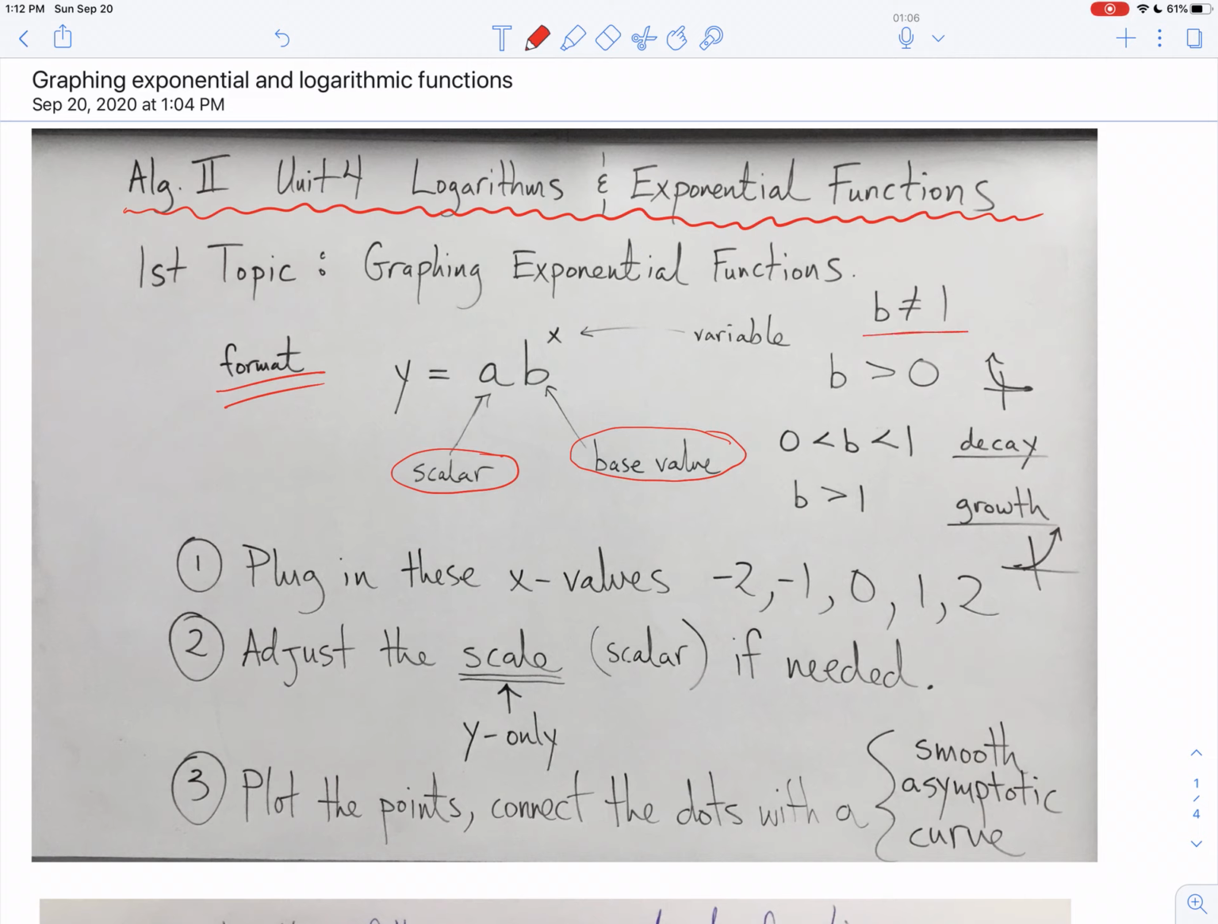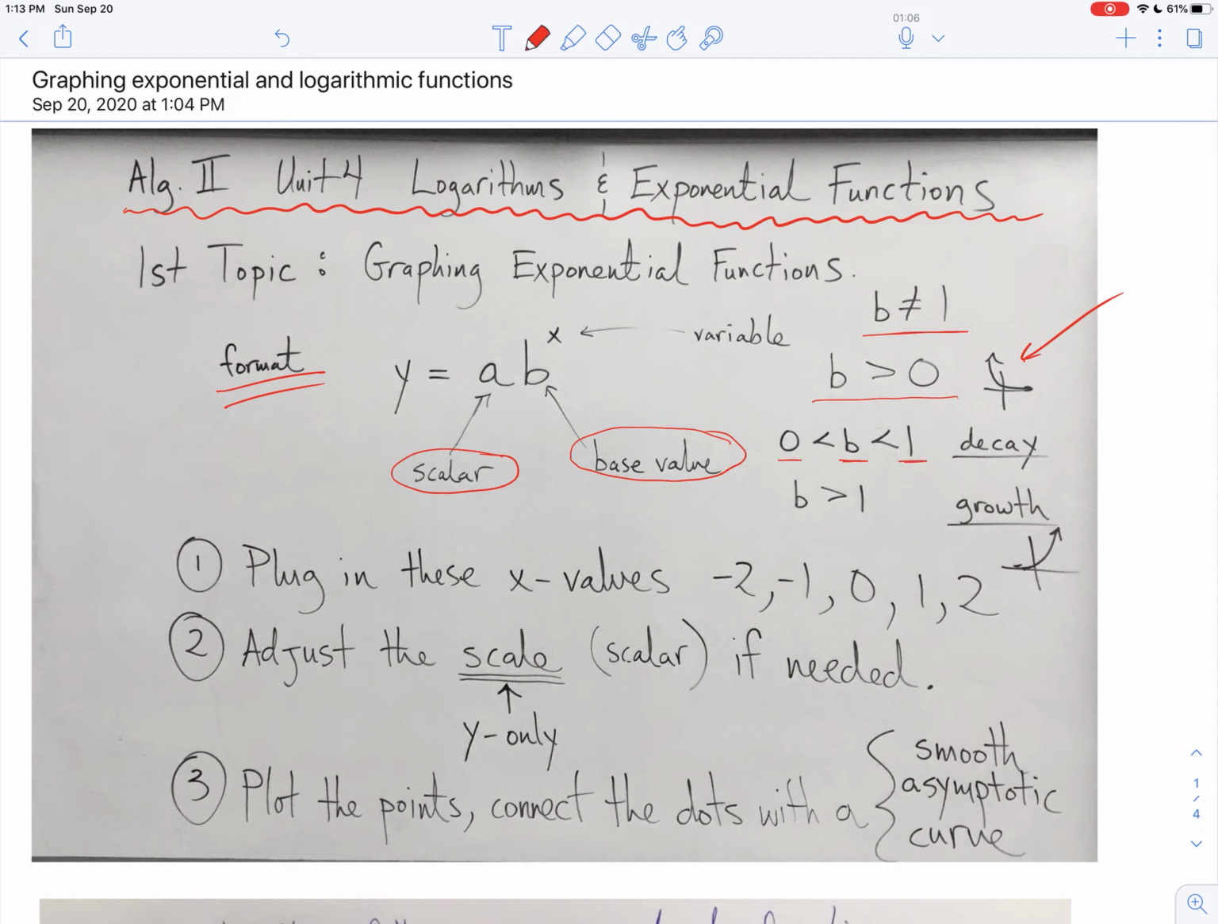Exponential functions, the base is not equal to 1. Also, the base value that you use for b can never be negative. So in our book, they say greater than 0. If your graph is going to look like this one here, which is decay, that only happens when the base value you use is between 0 and 1.